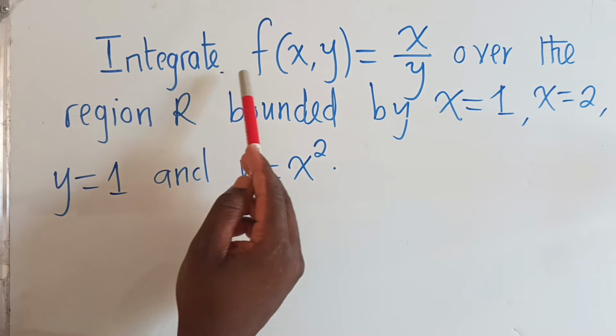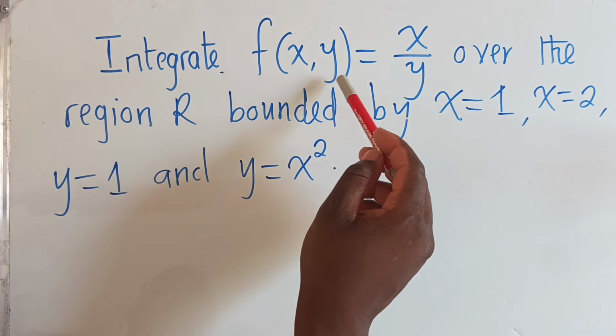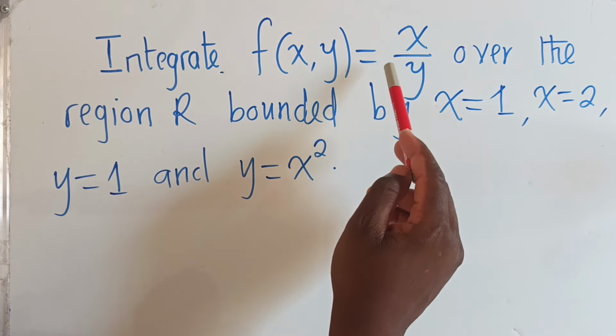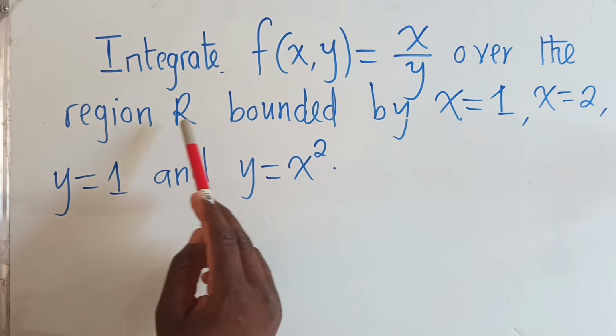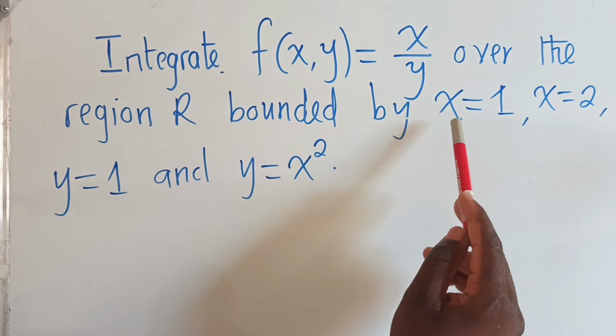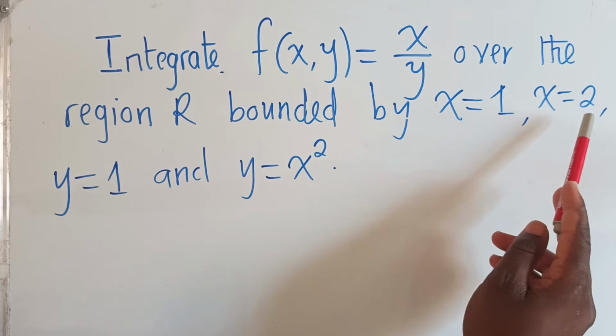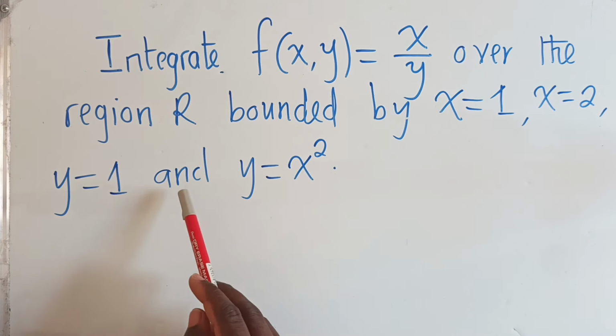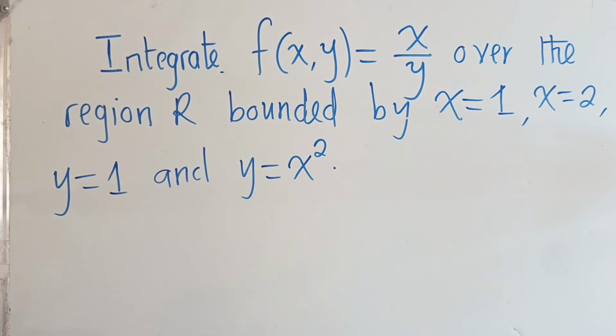Alright, so we've got this question right over here. We need to integrate f of x, y equals x over y over the region R bounded by x equals 1, x equals 2, y equals 1, and y equals x squared. So to be able to answer this question, we need to identify the region. That's the first thing, identify the region.